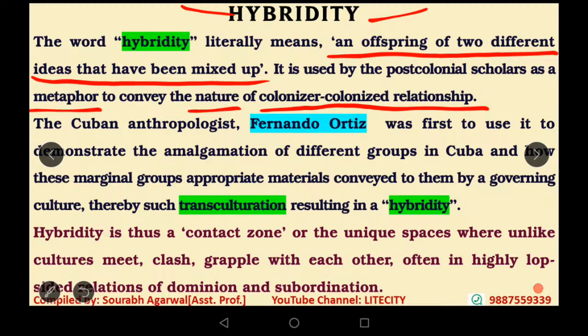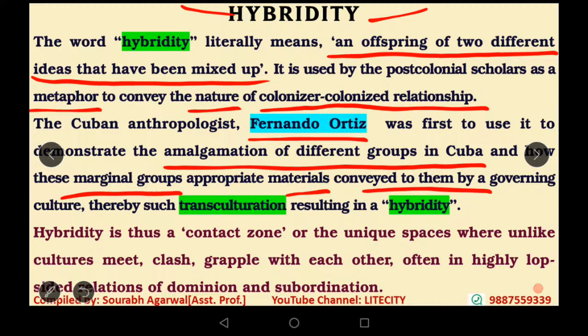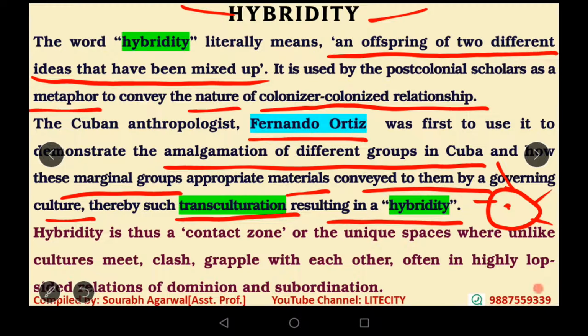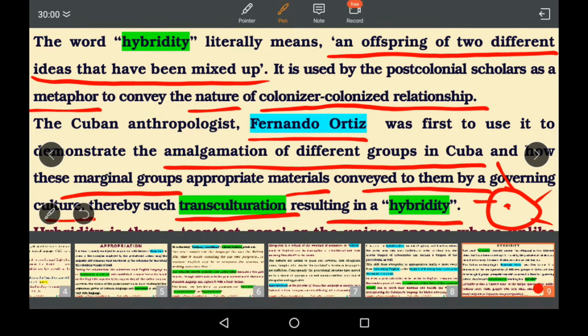First, it was the Cuban anthropologist Fernando Ortiz who used this term hybrid to demonstrate the amalgamation of different groups in Cuba, and how the marginal groups appropriate materials conveyed to them by a governing culture, thereby resulting in transcultural hybridity. There is basically a center which decides what is valid, what is legible, what is allowed, and on the margins there are various groups. Now when these groups come across the appropriation of material, they make their own use of it, and it is a kind of transculturalization between the center and the periphery, and it results in hybridity.